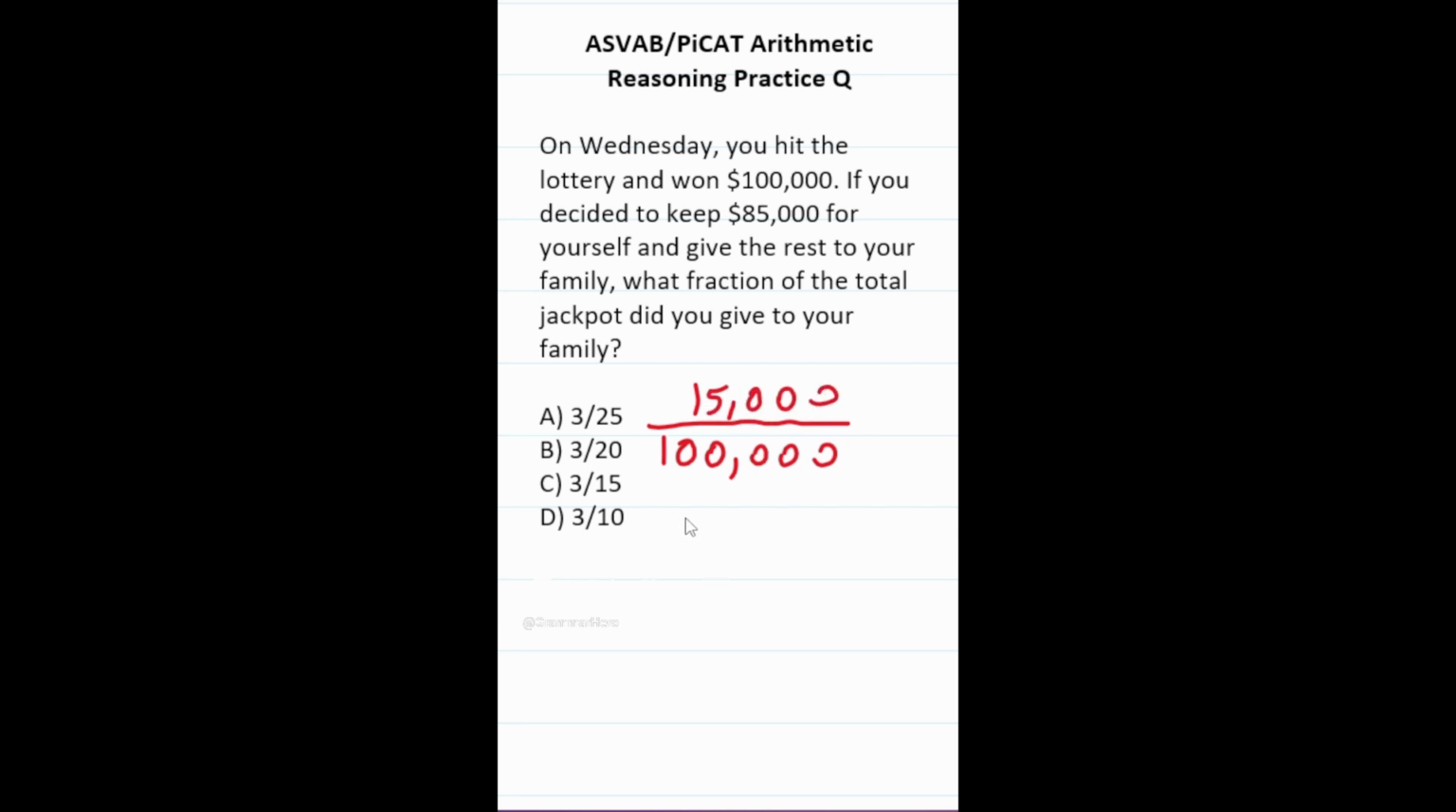All right, let's go ahead and reduce this fraction by crossing out our corresponding zeros accordingly. This reduces to 15 over 100, which is much more manageable. Of course, you should notice that 15 and 100 have a common factor of 5, so we can reduce this even further. 15 divided by 5 is 3, 100 divided by 5 is going to be 20. So this is going to be B, 3 over 20. That is, you gave 3/20ths of the total jackpot away to your family.